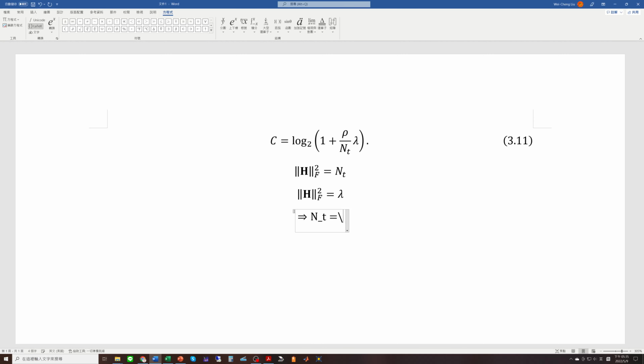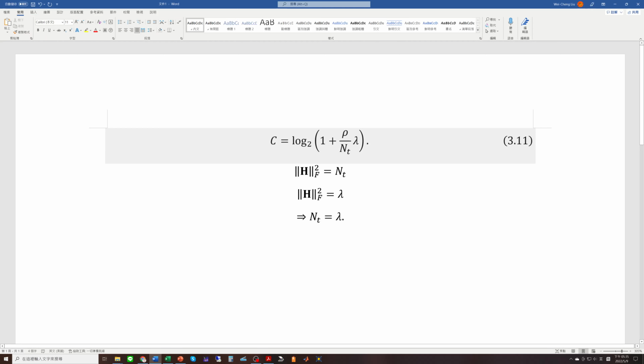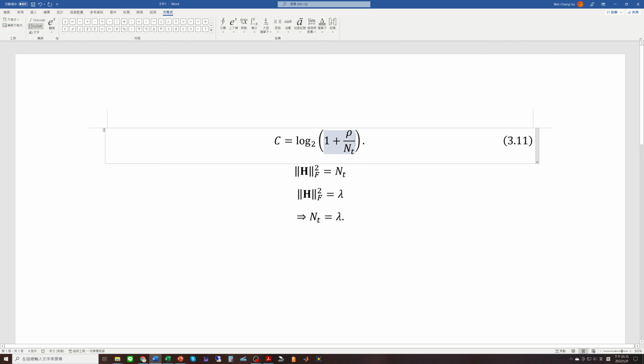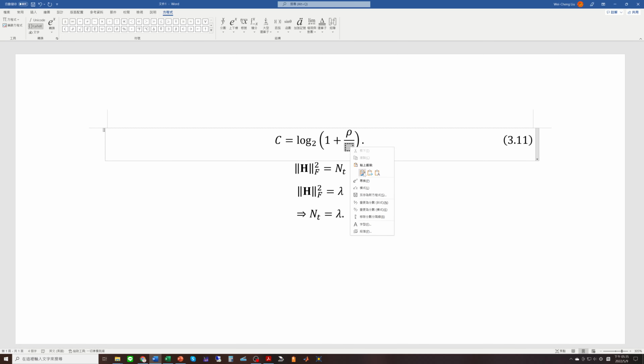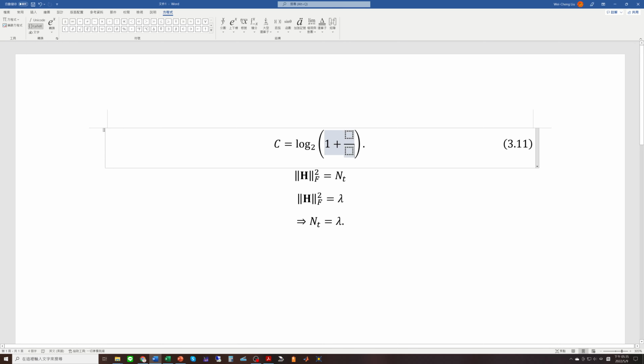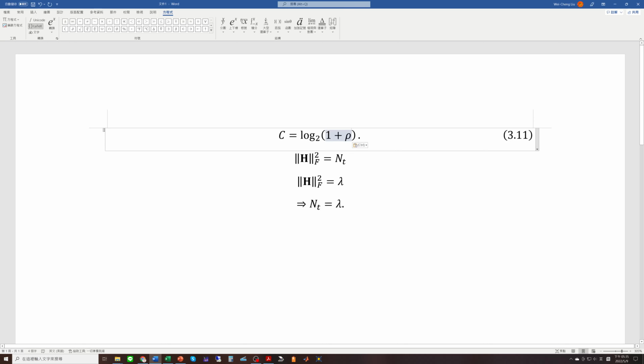NT is equal to lambda. So in this equation, lambda and NT can be cancelled, and this term can be replaced by rho. So the capacity is equal to log 2 of 1 plus rho.